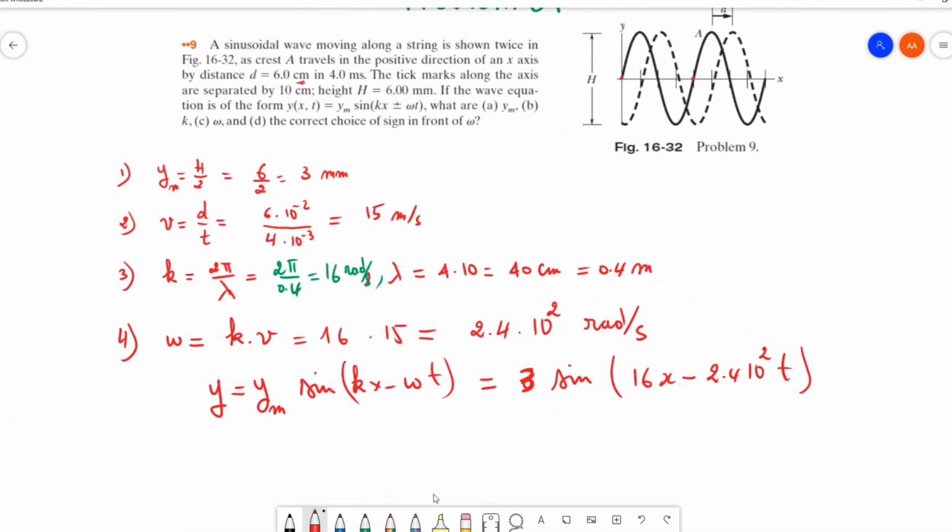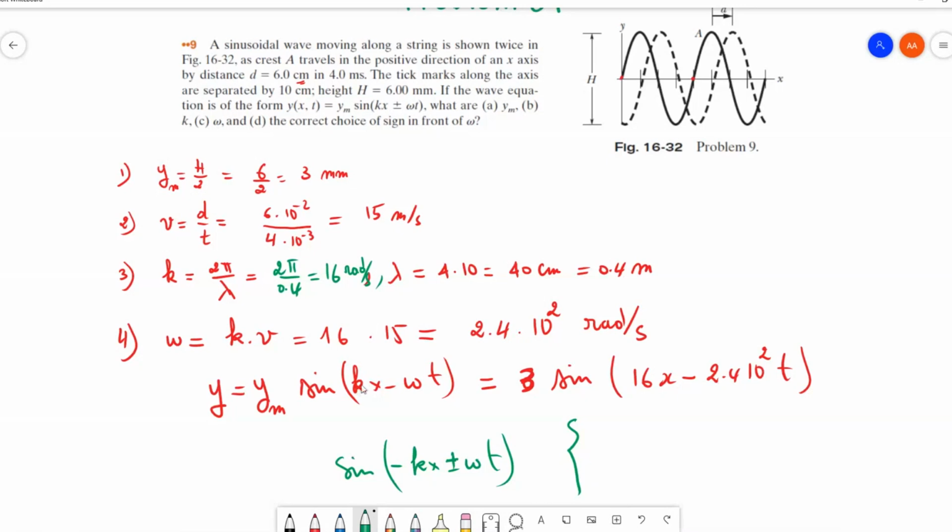Okay, now about the sign, I'll just make a small comment. What if they told us that the function is something like this? I'll put it in another color. Sine of minus k x plus or minus omega t. So, what do you think? It will be the different sign. Yeah, I will remind you the rule.